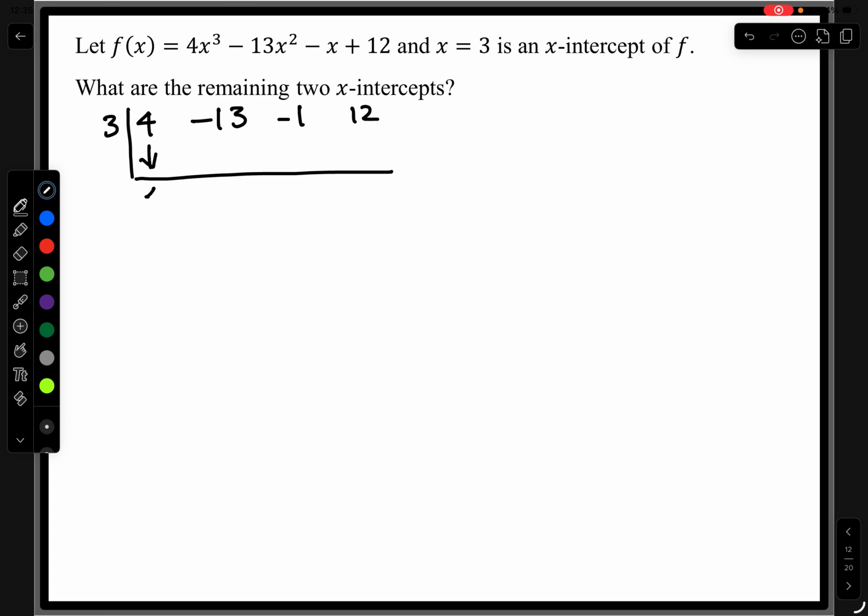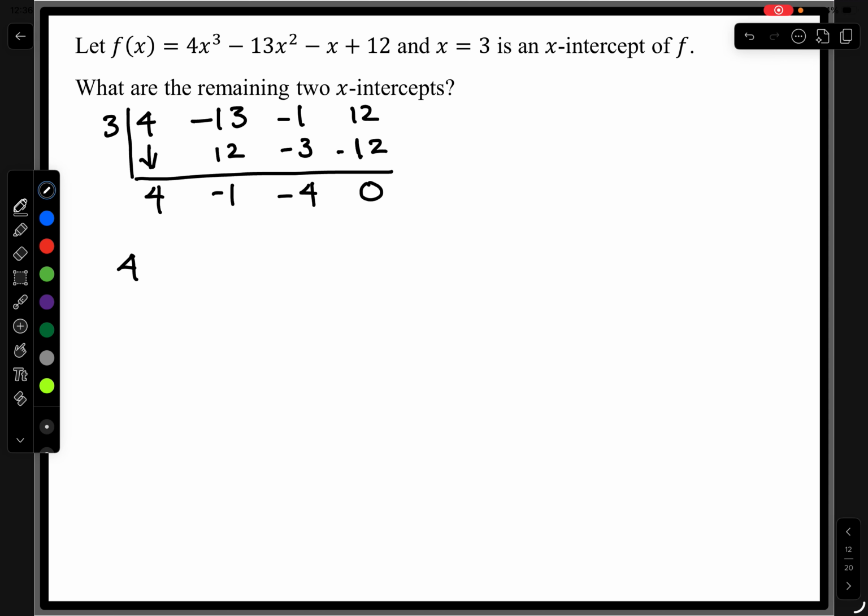So I'm going to bring down the 4. I'm going to multiply 4 and 3, which is 12. This is going to become -1, -3, -4, and -12.